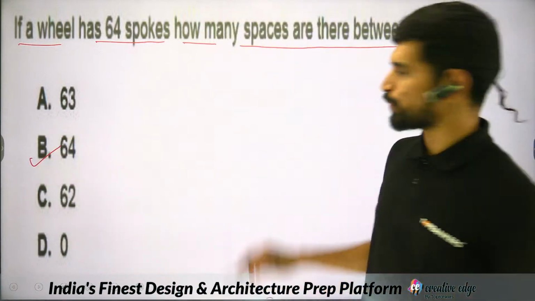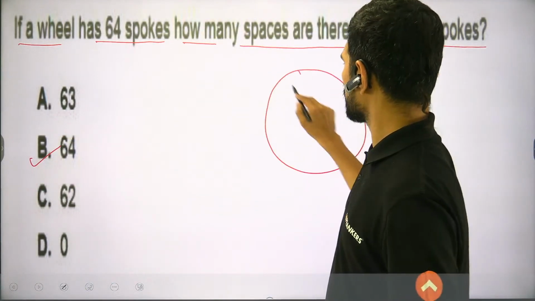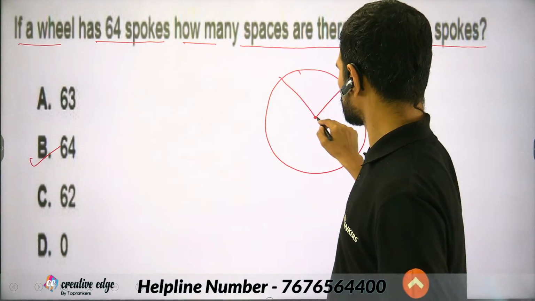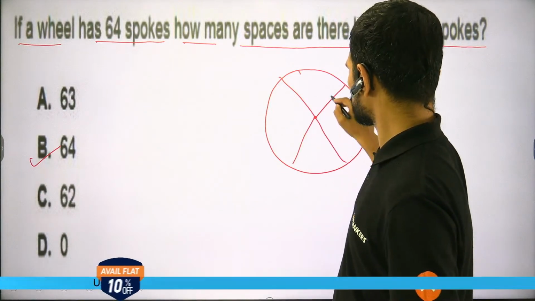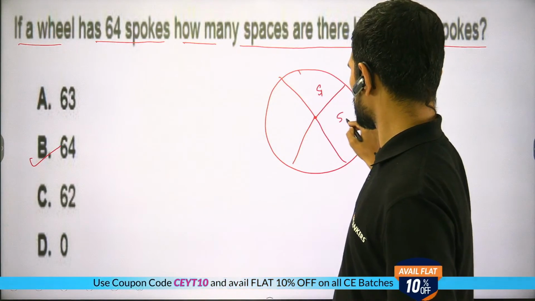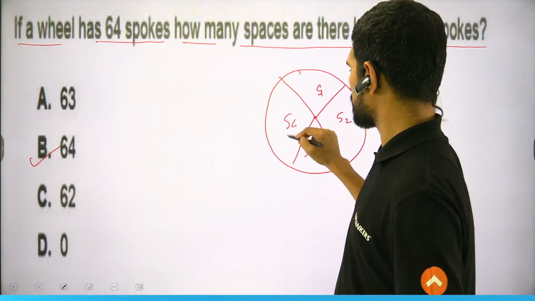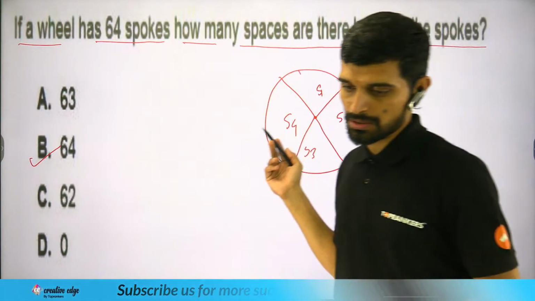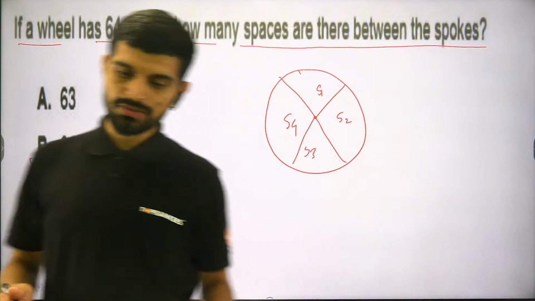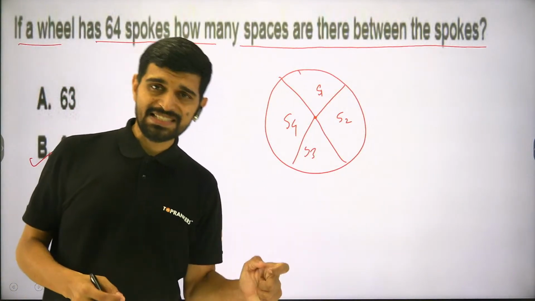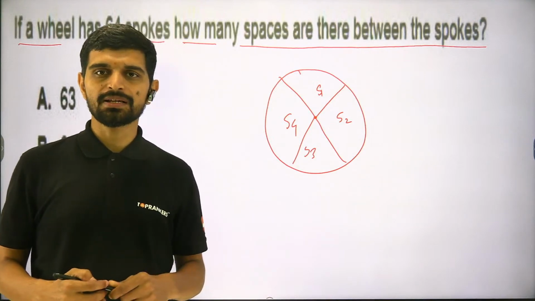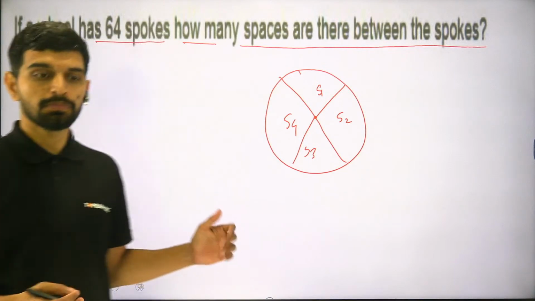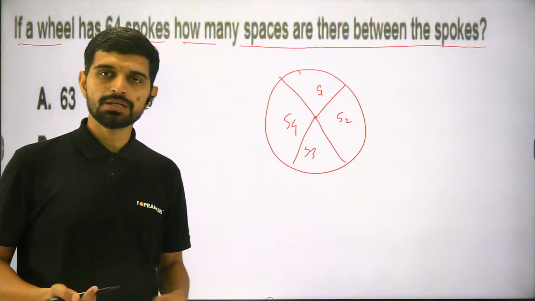The answer is 64. See, if we talk about spokes around a circle, if there are 4 spokes, there are 4 spaces: space 1, space 2, space 3, and space 4. So if there are 64 spokes, there will be 64 spaces. Yes, these questions were relatively easy. There were fewer questions this time on logical reasoning compared with the first attempt, but all these questions were relatively easy.